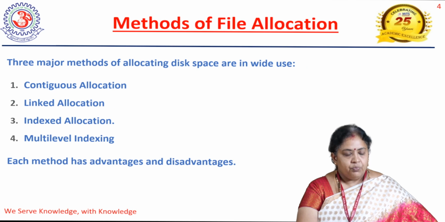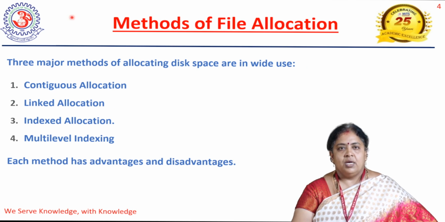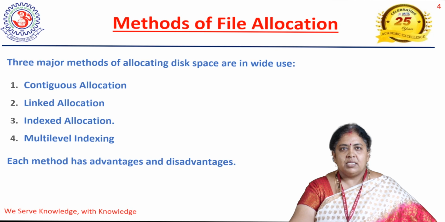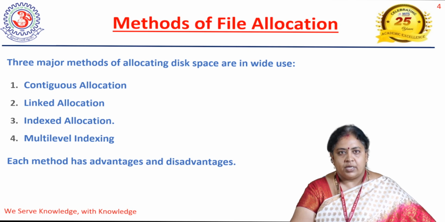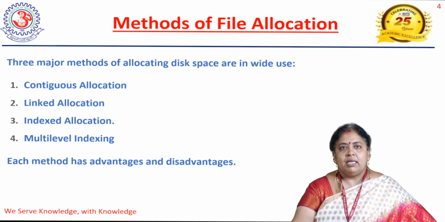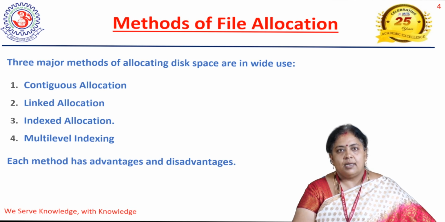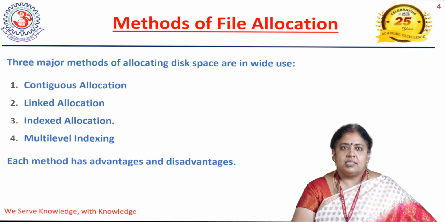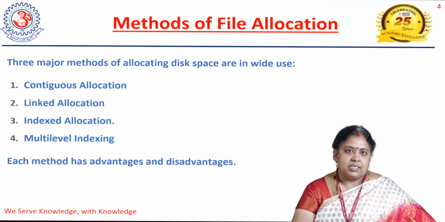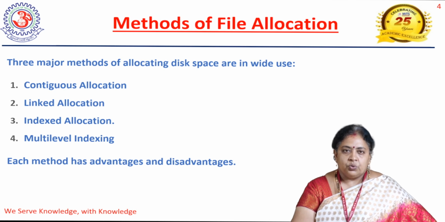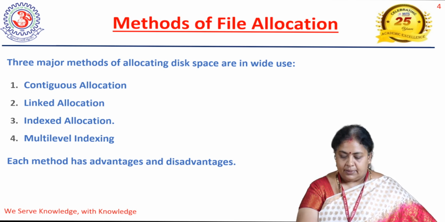Coming to the various methods of file allocation. Basically there are majorly three methods. One we call contiguous allocation, linked allocation, and the third one is called indexed allocation. Multi-level indexing is the improvised version of the indexed allocation; that we will discuss later. Each of these methods, contiguous allocation, linked allocation and indexed allocation, has some advantages as well as some disadvantages.